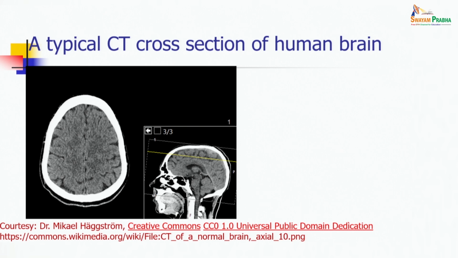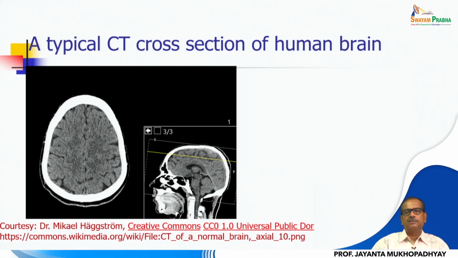A typical X-ray CT cross section of the human brain is shown here. You can see this example. As you can see, this is one view. Of course, this is also an X-ray CT view, and this is called the sagittal view, and this is the axial view, that is the cross section view. If I take any particular cross section along this line, and now you consider this plane, along this plane if I observe it, it would look like this.